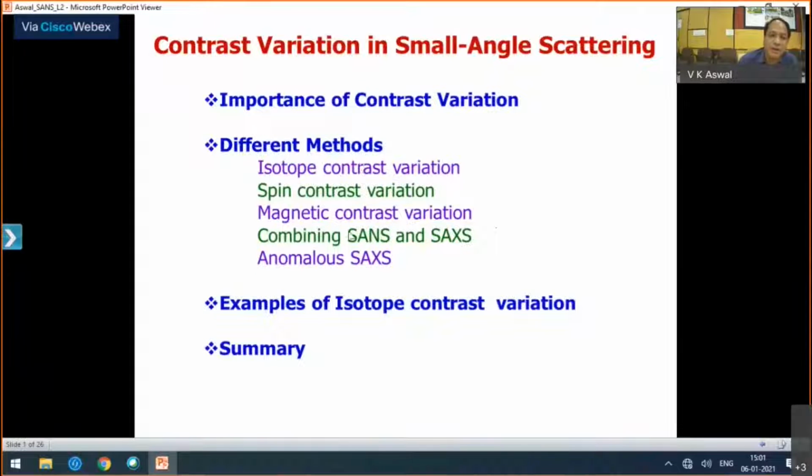So what I will be doing is talk a little bit about all these techniques, but the most commonly used in the case of small angle neutron scattering is isotope contrast variation. So I will show some examples of this technique of isotope contrast variation.